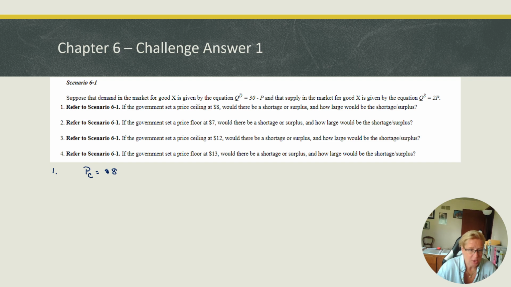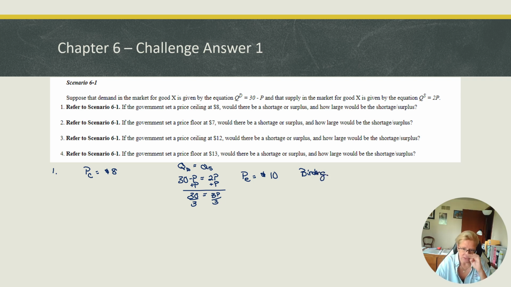So we're going to set the quantity demanded equal to the quantity supplied. We're going to say 30 minus P is equal to 2P. I'm going to go ahead and add the P to both sides. 30 equals 3P. We're going to divide to get that variable of price. So our price equilibrium is going to be $10. The price ceiling is 8 in the first question, so we know this is going to be a binding price ceiling.